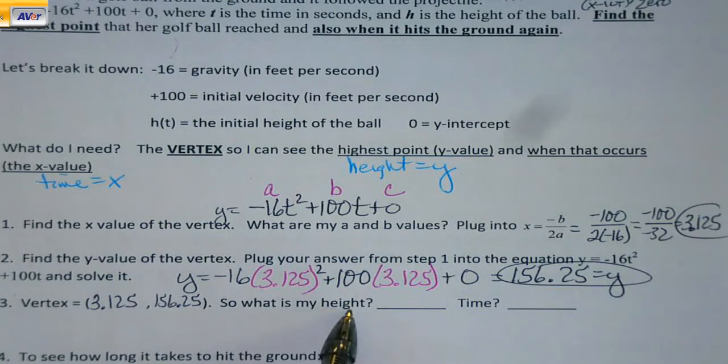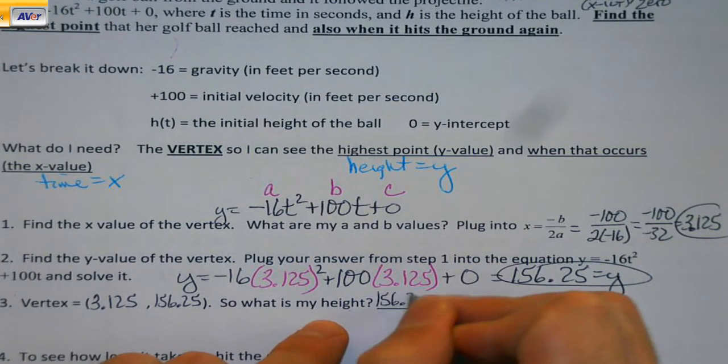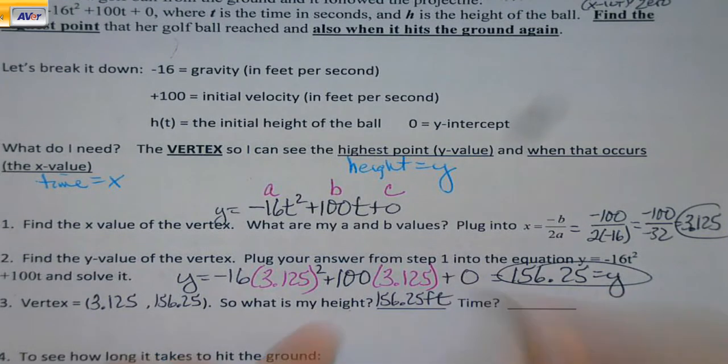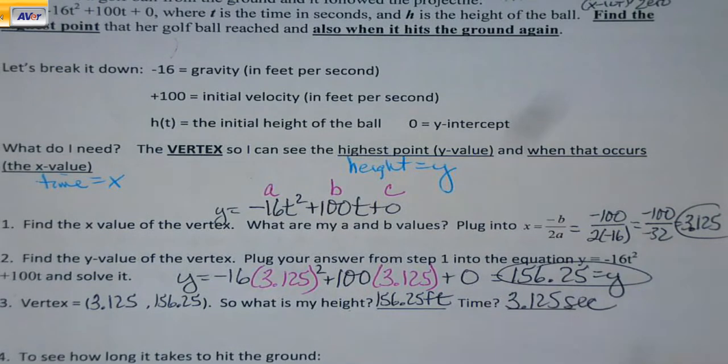So what is my height? Y is my height. So 156.25 feet is how high the golf ball got at its maximum. Okay, how long did it take for that to get there? 3.125 seconds, because we're talking about time. Putting labels on things helps us to understand what the pieces are and what the pieces mean.